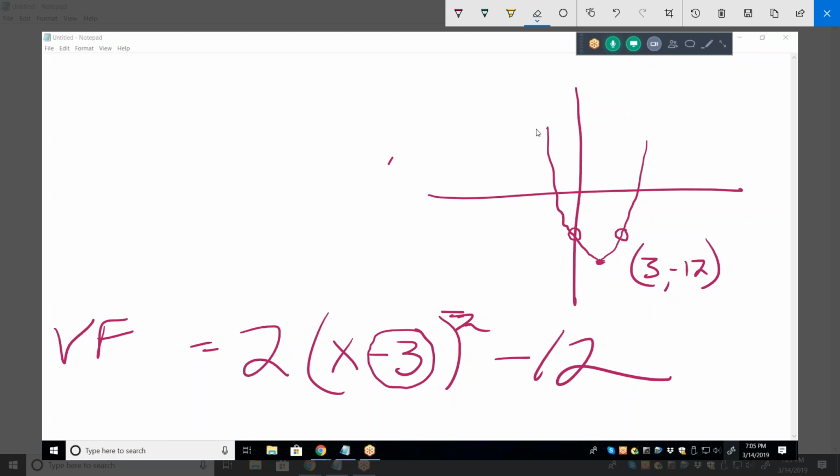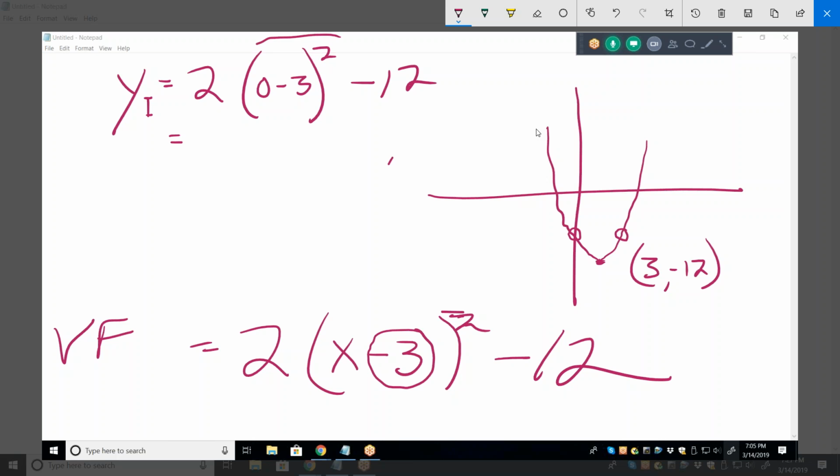How do you get the y-intercept? Plug in a 0 for x. Okay, let's do it. The y-intercept is 2 times (0 minus 3) quantity squared, minus 12. What is that? Do it piece by piece, according to PEMDAS. Always do your parentheses first. So it would be 9. Multiply it by 2: 18. Subtract 12.